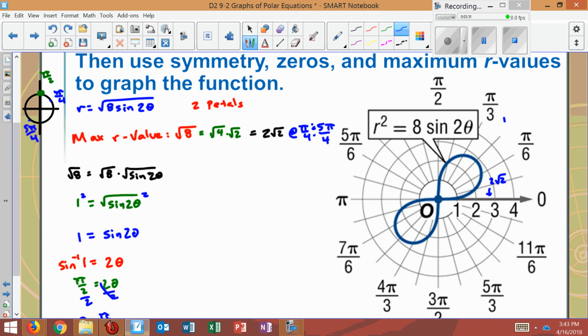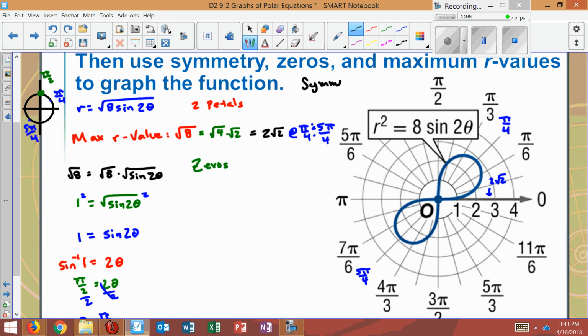It does happen at pi over 4, just like we said, and 5 pi over 4. The one thing I did not put over here, if I wanted to find zeros in symmetry, we could say this is symmetric with a pole. I'll do that one too. I don't want to forget that. Let me do this over here.